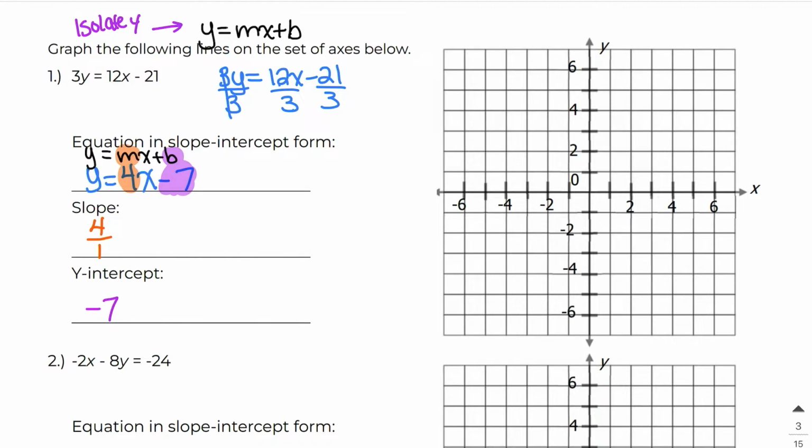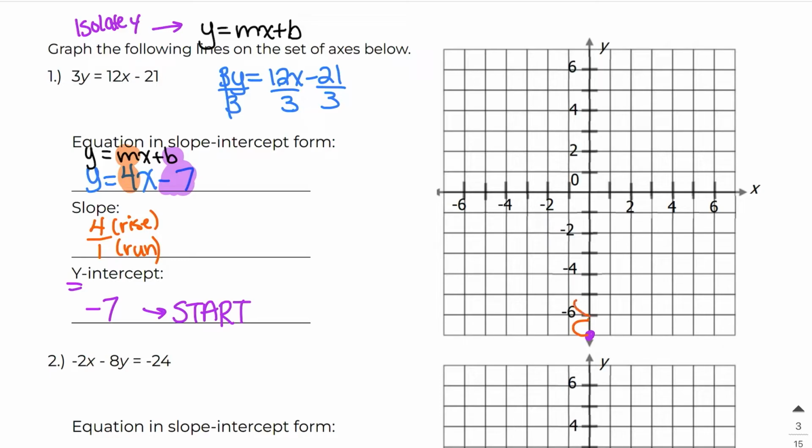So how do I graph this out? I always start at the y-intercept and make sure it is on the y-axis. And then I'm just going to go up by whatever the number on top is, because that's the rise, and over to the right or to the left by however much the run is. So here, this means I'm going to go up by 4.